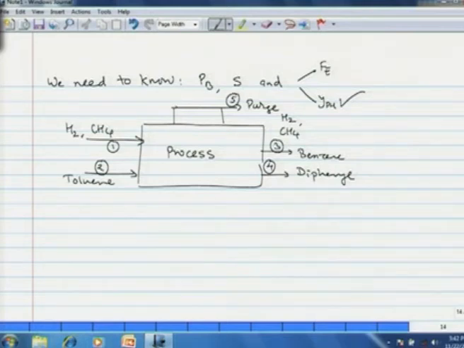Of course, we also have a recycle stream, but that we are going to see in the next chapter, that is the recycle structure of the flow sheet. And then we can make a stream table. We list all the components: H2, CH4, benzene, toluene and diphenyl.